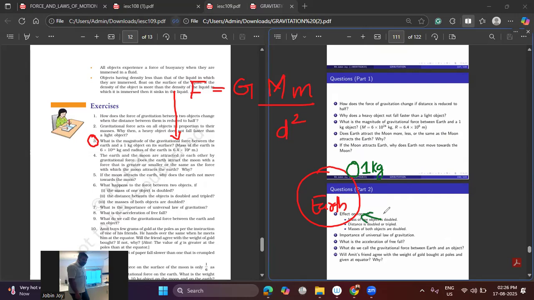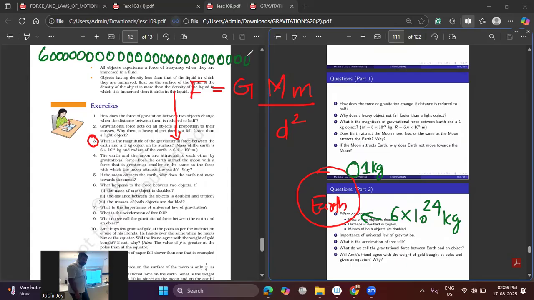What is the mass of Earth? So the mass of Earth is given 6 into 10 raised to 24 kilogram. Okay. What does 6 into 10 raised to 24 mean? It means 6 followed by 24 zeros, counting 1, 2, 3, up to 24, right? So this is the mass of the Earth in kilogram.